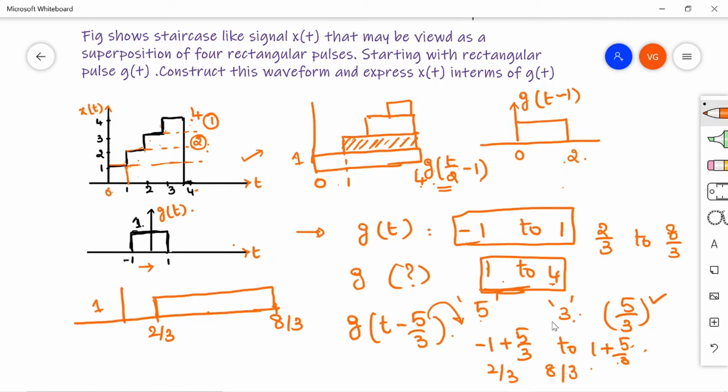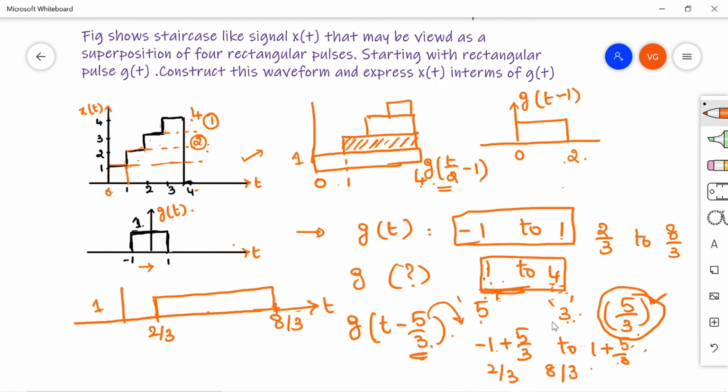So what to do? You have to scale the signal. First shift and then scale. The shifted amount we find by using the addition and subtraction of the upper and lower limits. 4 plus 1 is 5, 4 minus 1 is 3. So upper limit plus lower limit divided by upper limit minus lower limit. This much amount you first have to shift. So g of t minus 5 by 3. The new range of t, from minus 1 to 1, will be minus 1 plus 5 by 3 to 1 plus 5 by 3, that is 2 by 3 to 8 by 3.